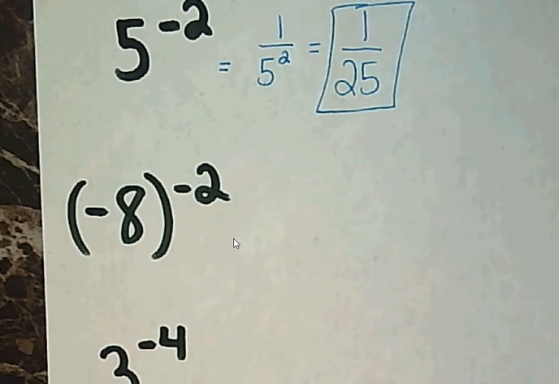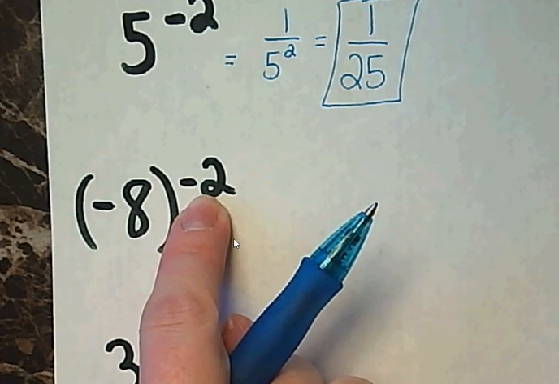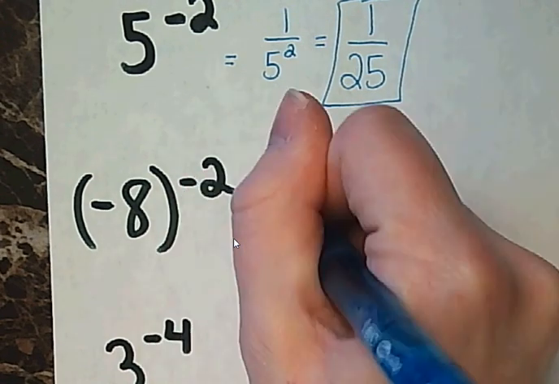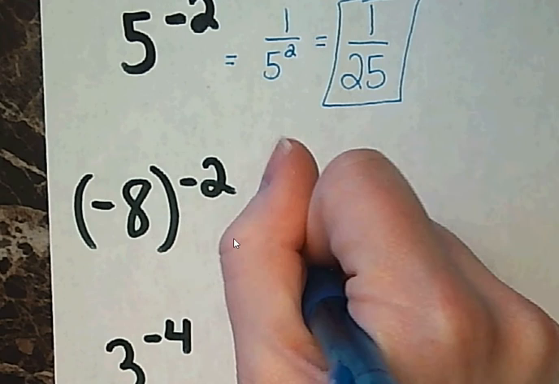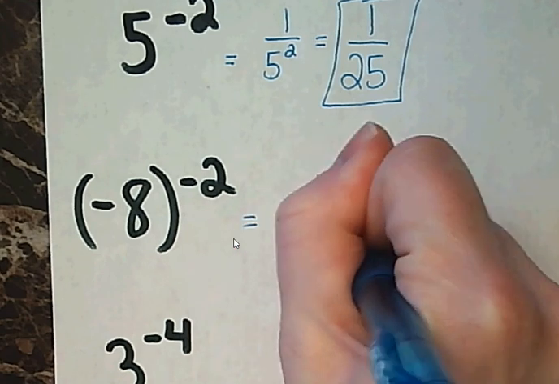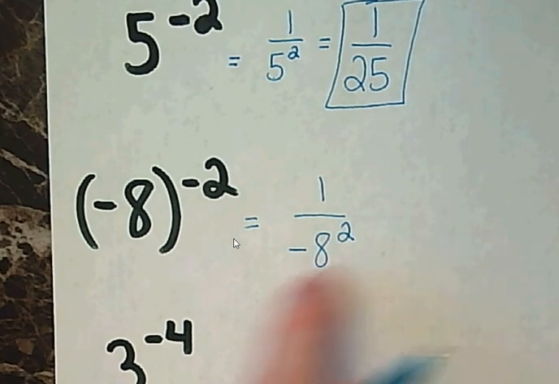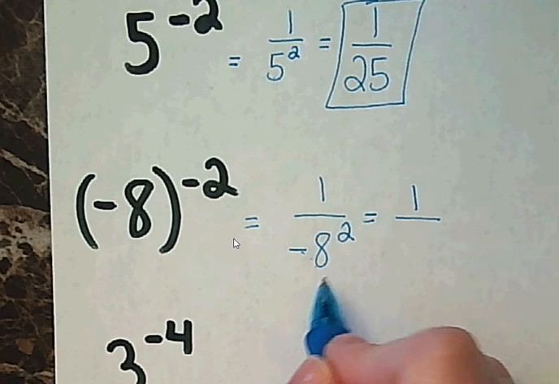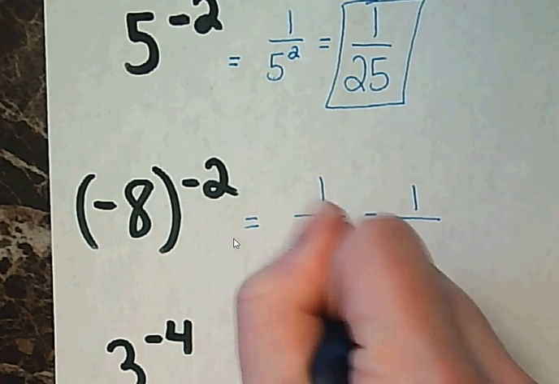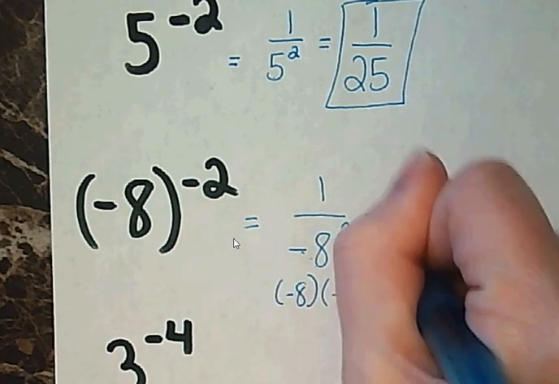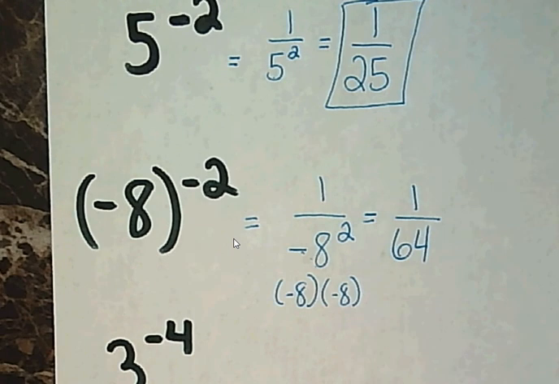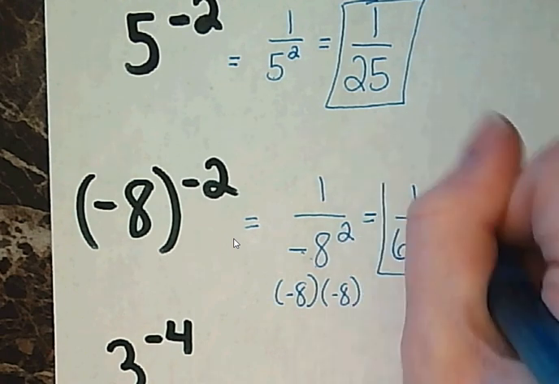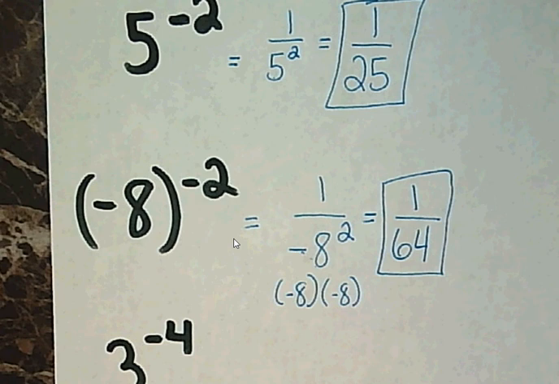Okay, what about the next one here? We have negative 8 to the negative 2. Once again, a negative exponent. That means it becomes a denominator. So we have 1 over negative 8 to the second. Because remember, when it comes to the denominator, that negative exponent goes away. So we have 1 over negative 8 times negative 8. So negative 8 times negative 8 would be positive 64. So your answer would be 1 over 64.